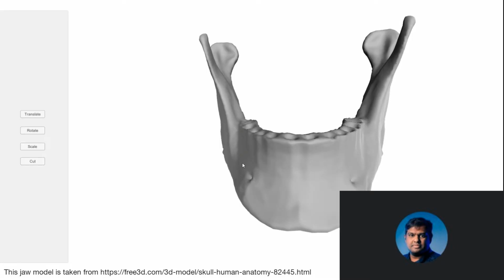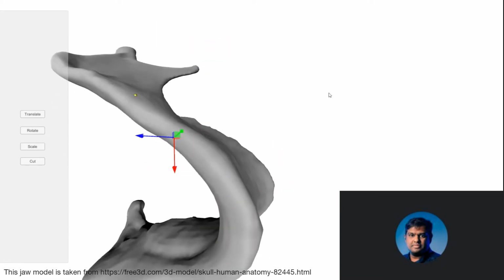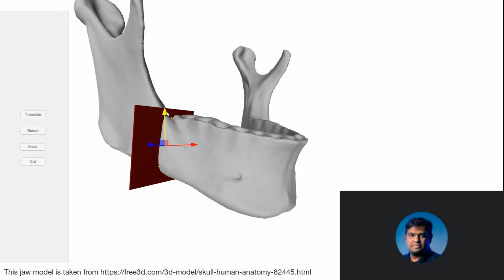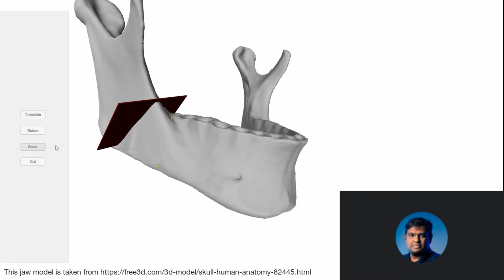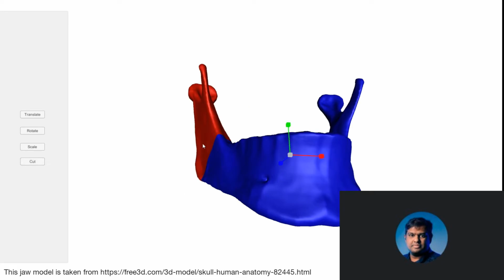Jaw osteotomy planning process can be divided into 3 steps. In the first step, the points are marked on the skull. The medical professionals decide where and how to place these points based on which area to be removed or altered. Based on these points, a plane is created. In the second step, medical professionals adjust the position and orientation of the plane accurately. In the third step, they perform the cut operation to split the bone into 2 segments.